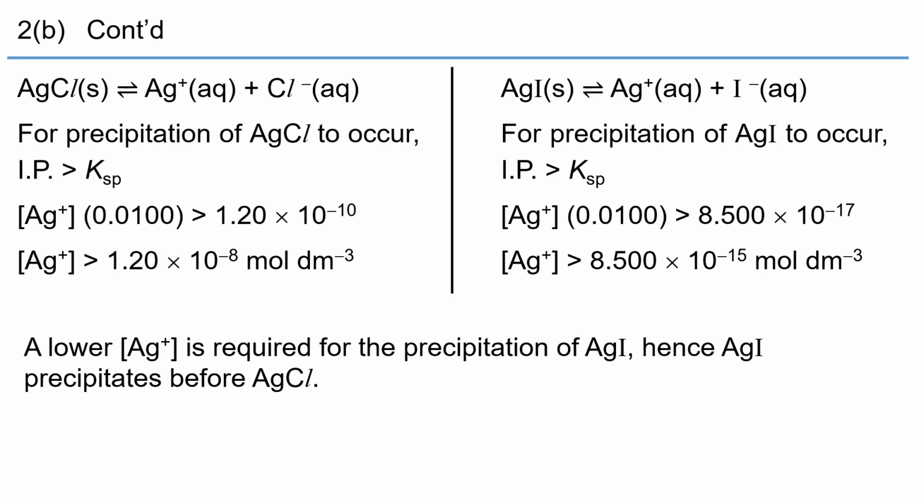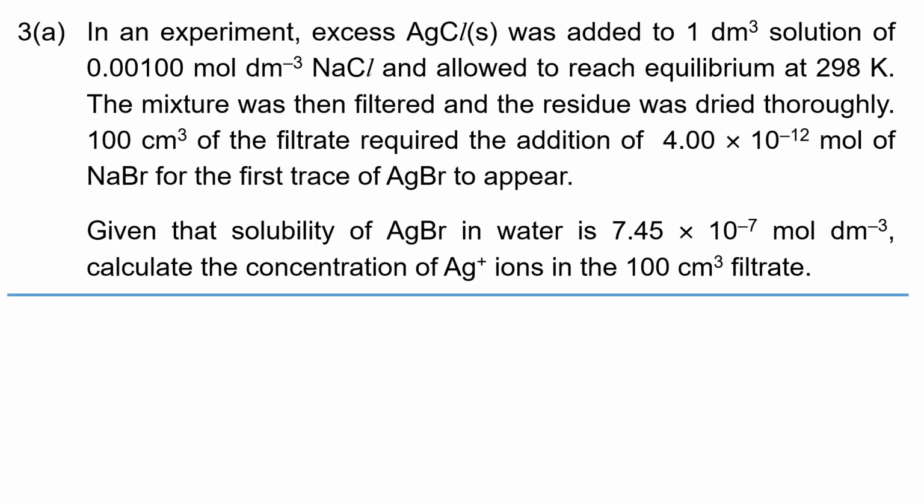Now, move on. Question 3A. This question may sound very scary to you guys, but don't worry, let's break it down together. So you're given in an experiment, excess silver chloride solid was added to 1 dm cube of a solution containing 0.001 mole per dm cube of sodium chloride and is allowed to reach equilibrium at 298 kelvins.